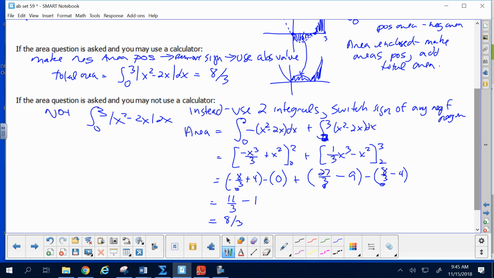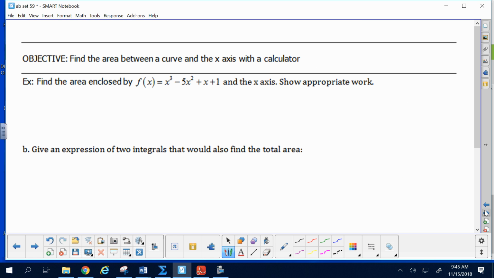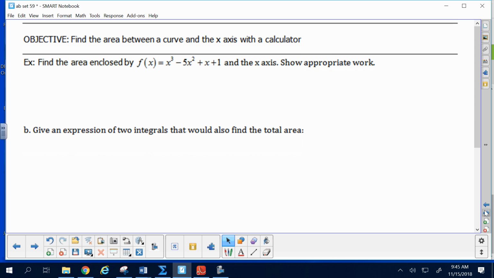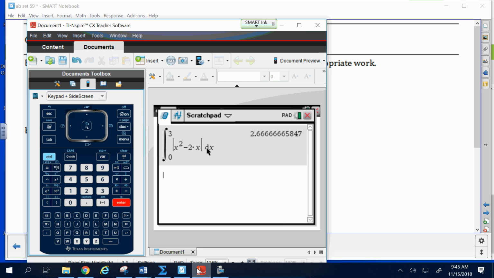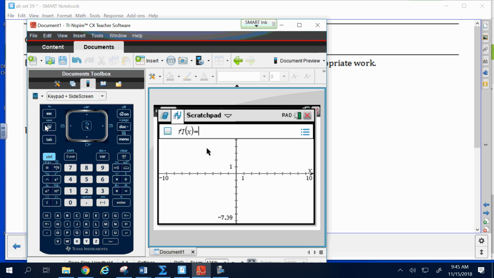All right. Now let's talk about area between a curve and the x-axis where the curve is kind of ugly. It doesn't have such nice, clean, pretty princess zeros. So first thing you do is pick up the old calculator and graph the function.